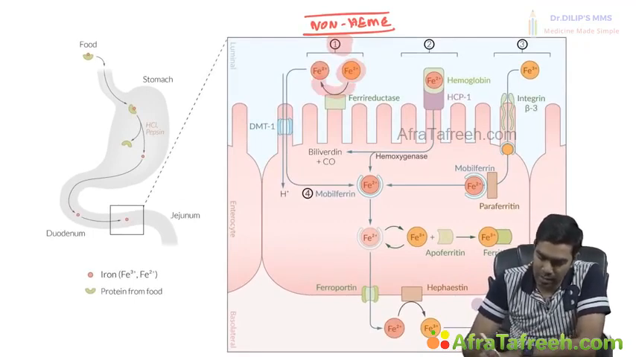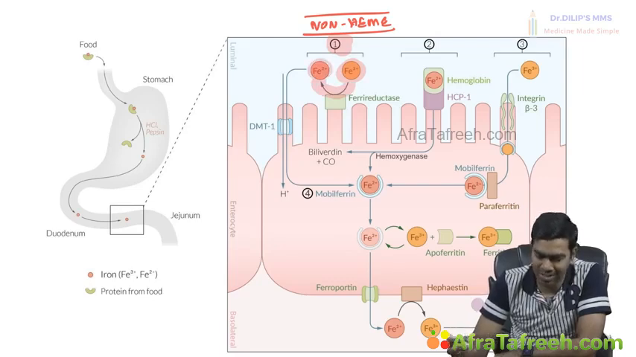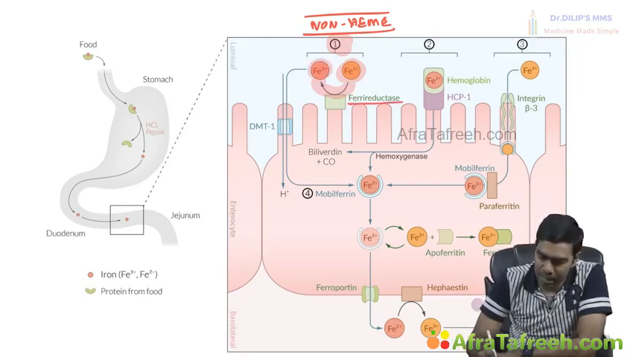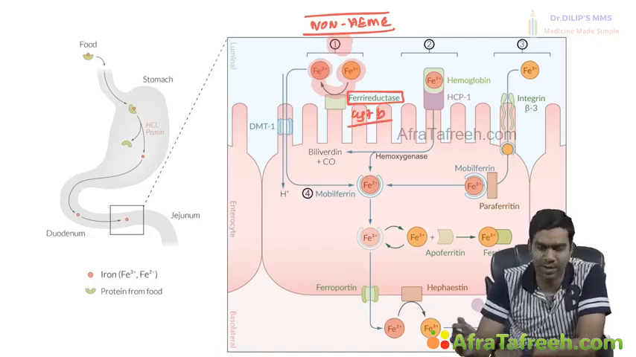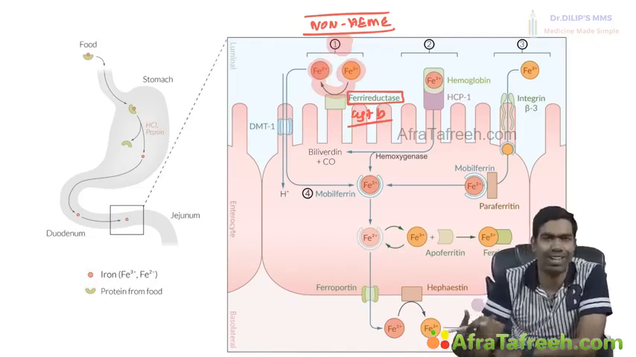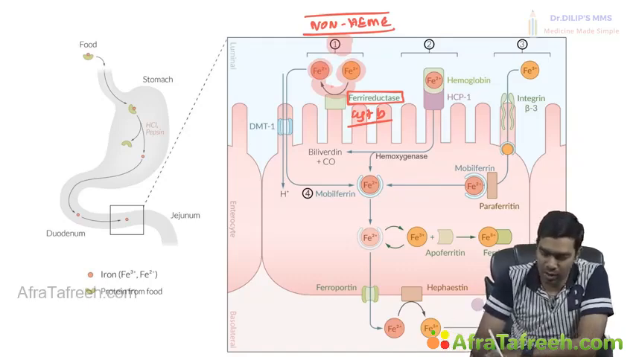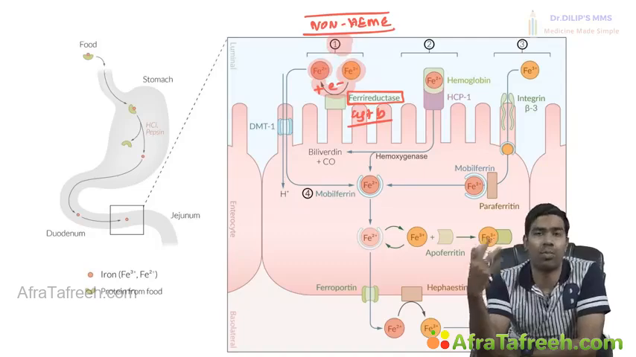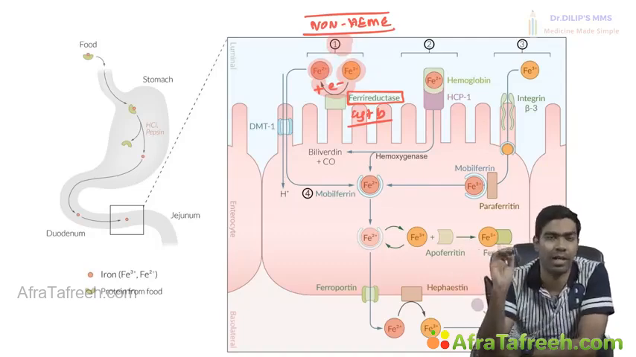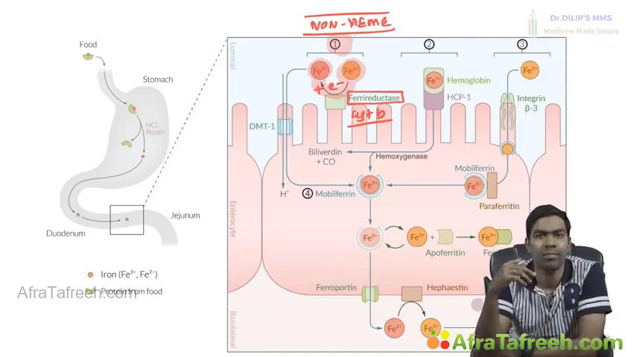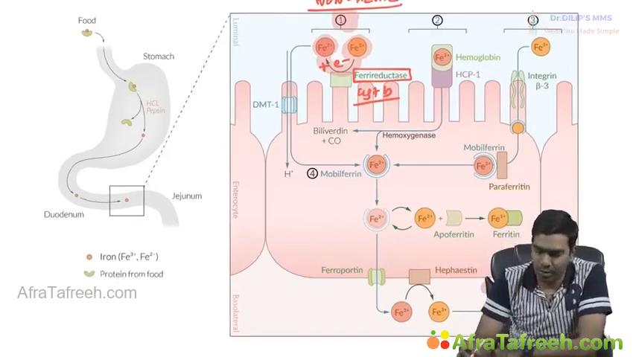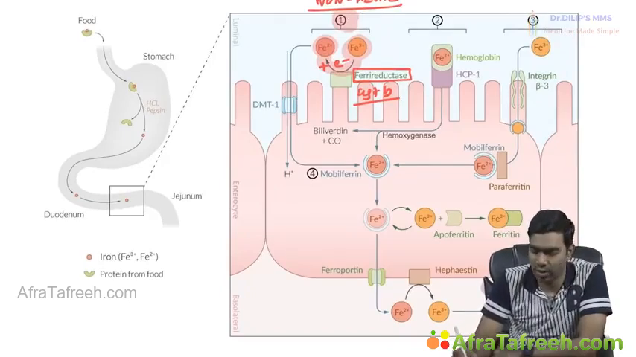So this ferric ion is converted to ferrous ion, that is Fe2+, by an enzyme called ferric reductase, otherwise called cytochrome B. Obviously, going from 3+ to 2+, gain of an electron is what we call reduction. Here one electron is gained. That is why your Fe3+, which is more positive, becomes Fe2+, which is less positive, because of the addition of the negative charge. So this is done by this enzyme called ferric reductase or cytochrome B.